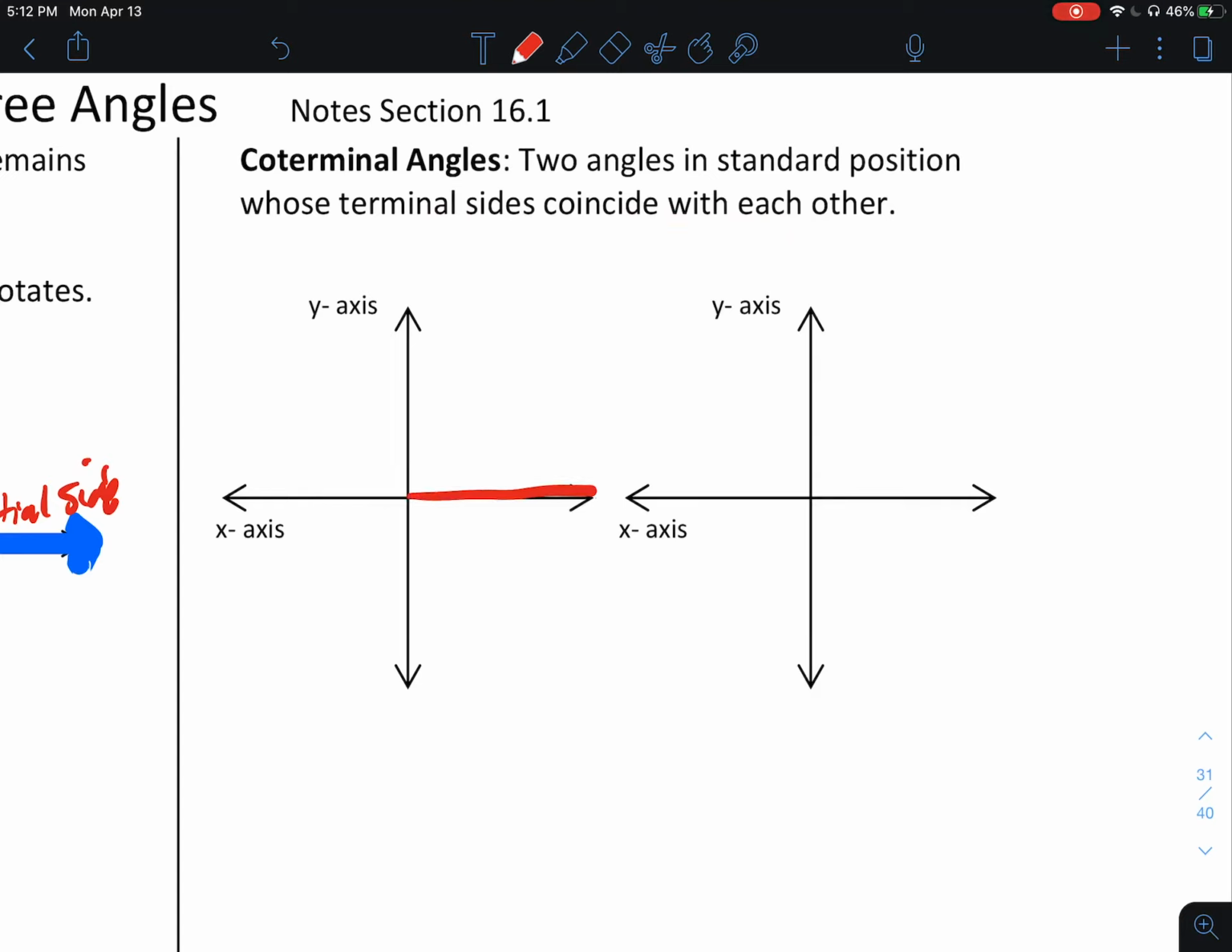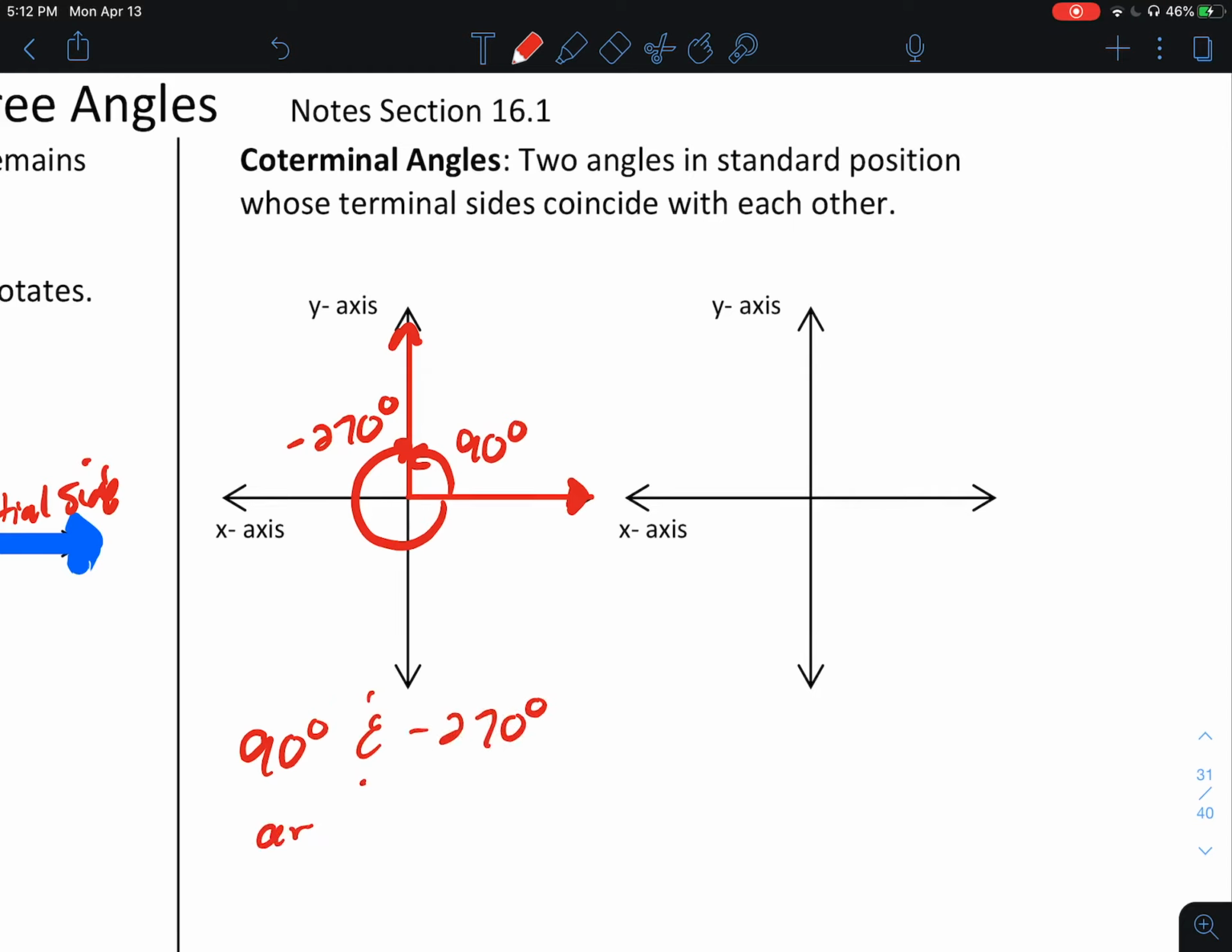So for example, let's say this is our initial side on the positive x-axis and our terminal side is on the positive y-axis. We could get this angle by going in the positive 90-degree direction, or we could go in this direction, the negative 270 degrees direction. So we could say that 90 degrees and negative 270 degrees are coterminal angles.